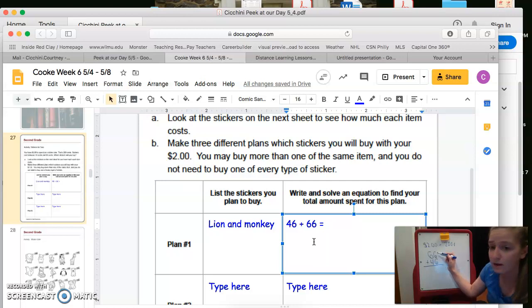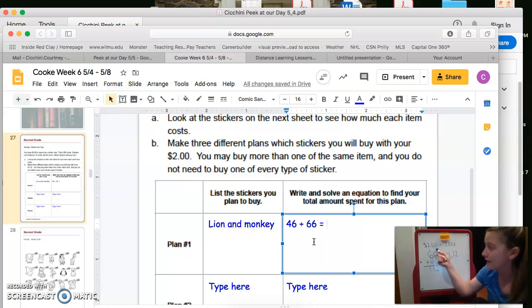I'm going to add my ones first. 6 plus 6 is 12. I made a new 10, so I'm going to use new groups above. 1 plus 6 is 7. 7 plus 4 is 11. So I got 112. If I were to write that in dollar form, it would be $1.12 to buy the lion and the monkey.